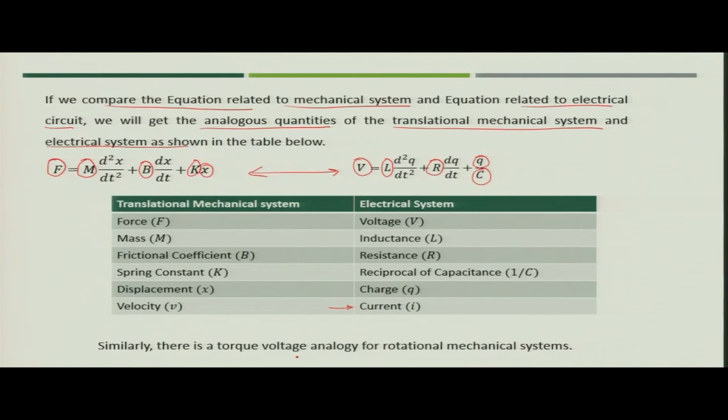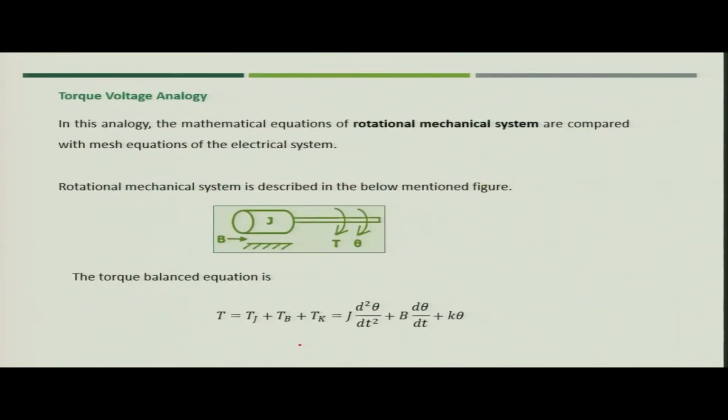Let us take the rotational system also, where instead of force you compare torque with the voltage. So, for the analogy in case of torque-voltage, you first consider one rotational system where J is the inertia of the rotating body, torque T is the applied torque, B is viscous friction, and it is giving the displacement of angle theta.